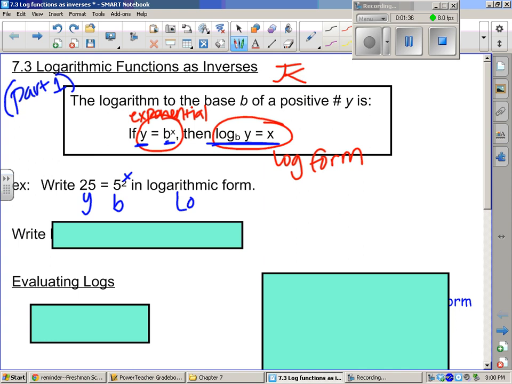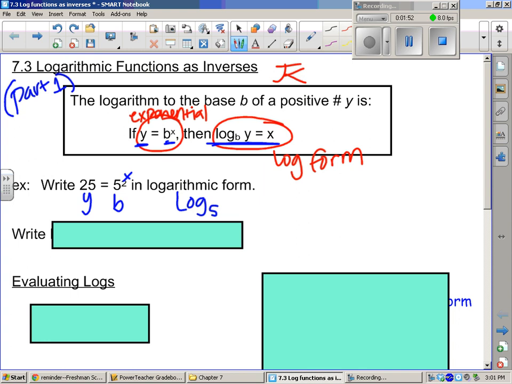So write the word log, and then the base has got to be a, what's that called? Is that superscript? I never remember. Is that subscript? Sub is under, like a subway. Oh yeah, good call. Super is above, like Superman. Superman flies above.